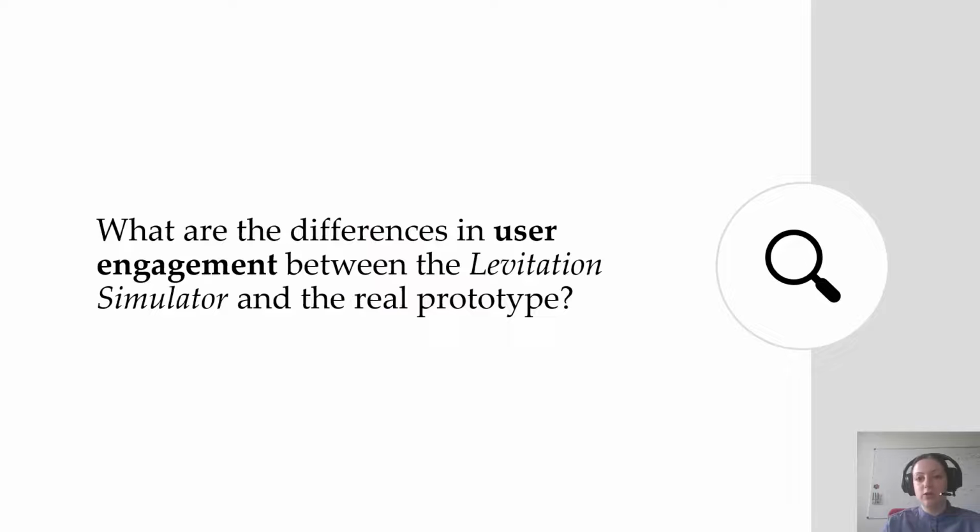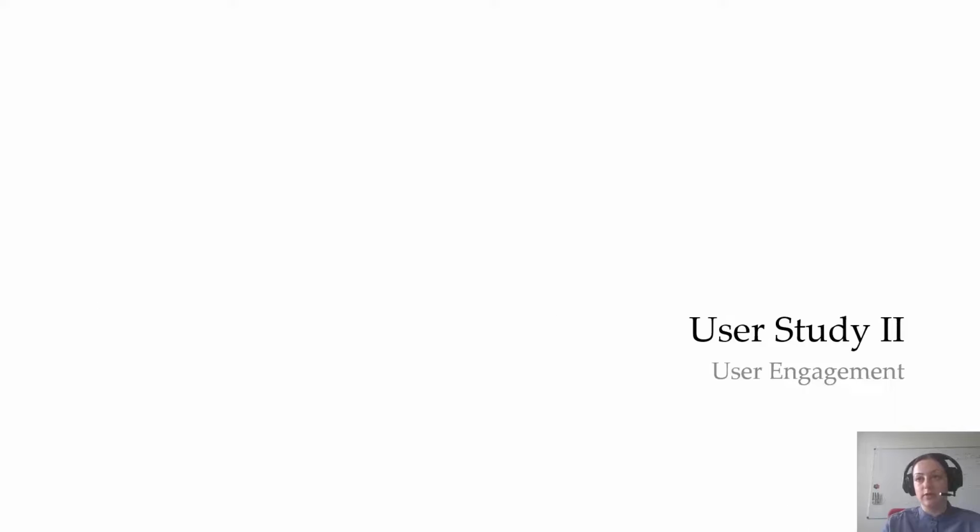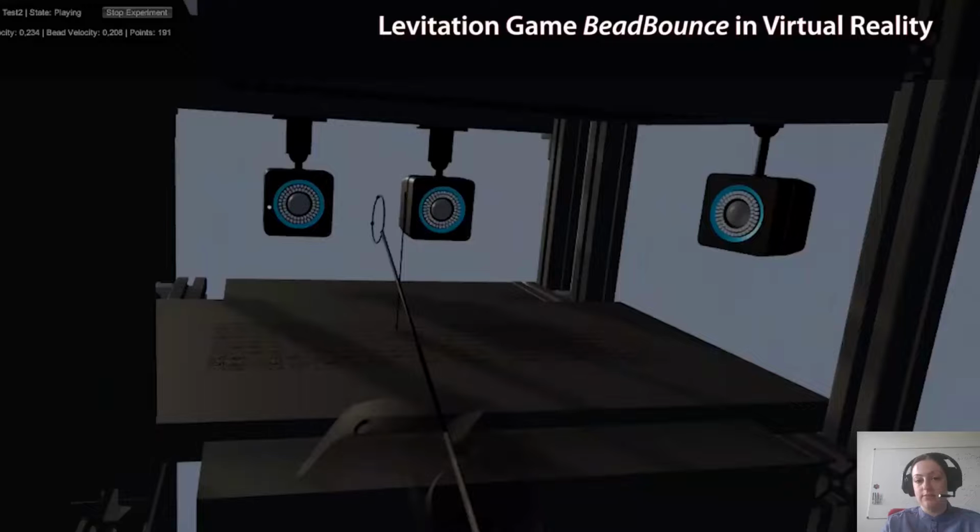The research question of the second user study is what are the differences in user engagement between the Levitation Simulator and the real prototype? In the second study, we investigate how users engage and interact with the same content presented on a real and virtual levitation interface. For the purposes of this study, we designed two levitation games.